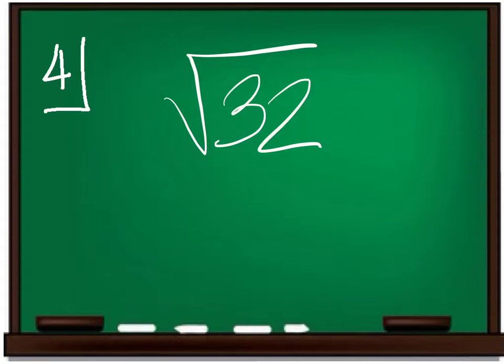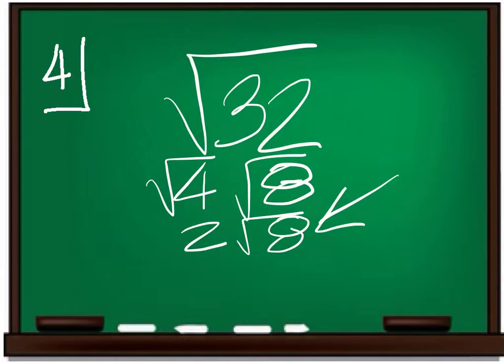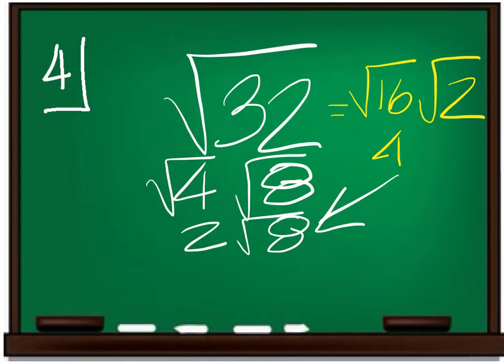You could break this one up as square root of 4 square root of 8 and get 2 square root of 8, but this one is not simplified completely, and that's because you didn't choose the highest perfect square. This breaks up as square root of 16 square root of 2. So the answer is 4 square root of 2.